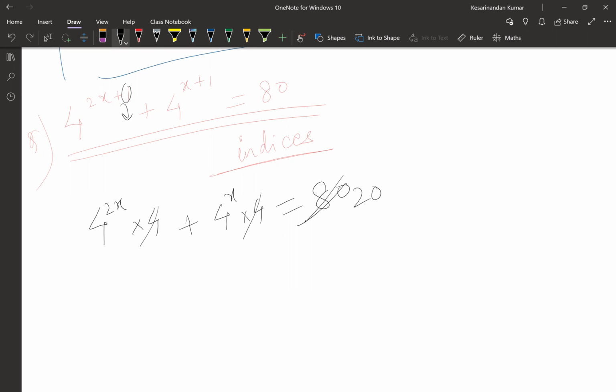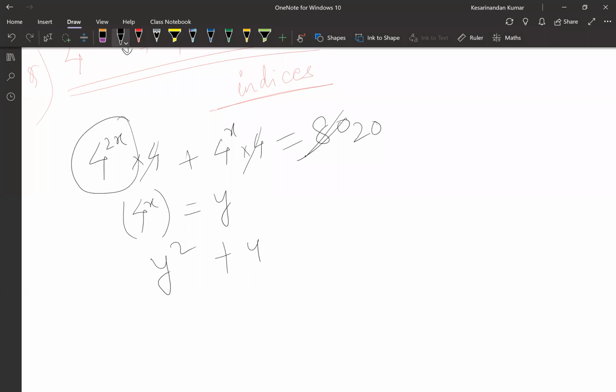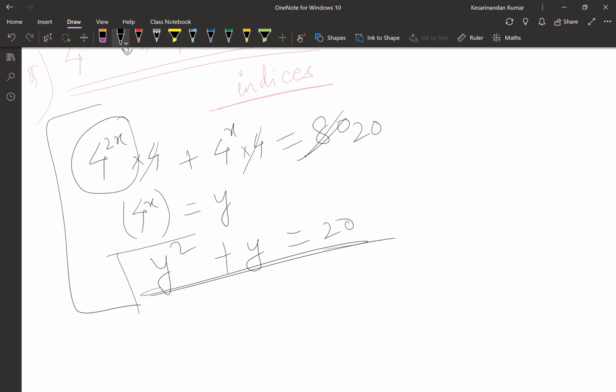Now if I assume 4 to the x is equal to y, what will this become? y square plus y is equal to 20. Yes. Is this part clear to everyone? Ashrik, Janvi, Manideep, Prerit, everyone? Yes. Okay, great. Now this is your normal quadratic equation.